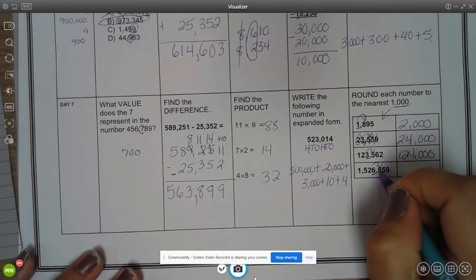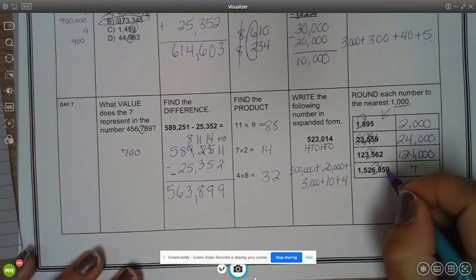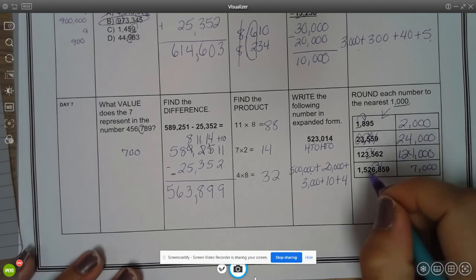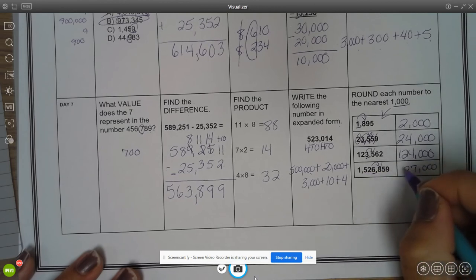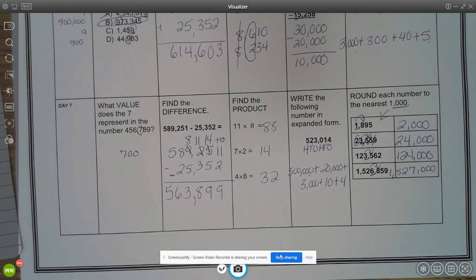Looking next door, 8 is closer to that next 10, so 6 raised the score, makes 7. So we're going to turn that into a 7. All these place values behind become a 0. Everything in front stays the same. So we have 1,527,000. And that is your review for warm up 7.